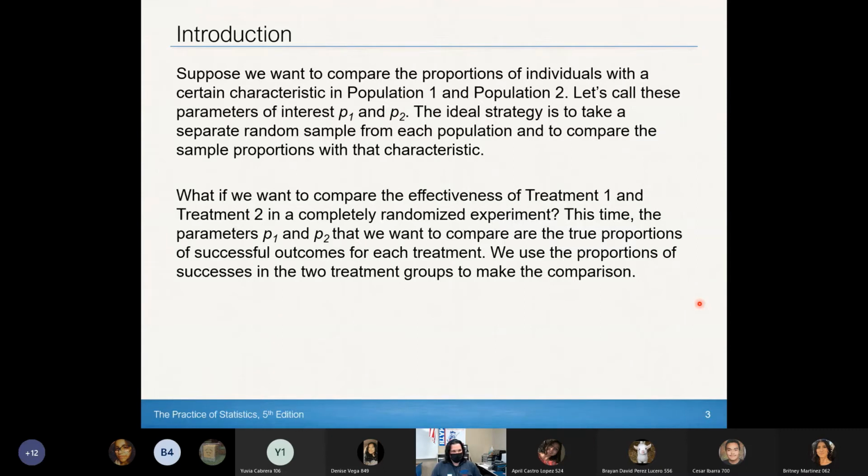Right, so we get results from treatment 1, we get results from treatment 2. They both have a certain proportion of success, P1 and P2, and then we use some of these inference methods to decide which one was better. So we have two different scenarios where these types of procedures will apply.